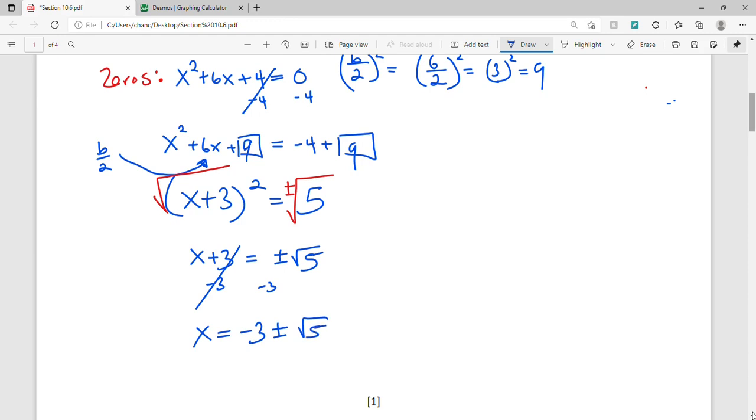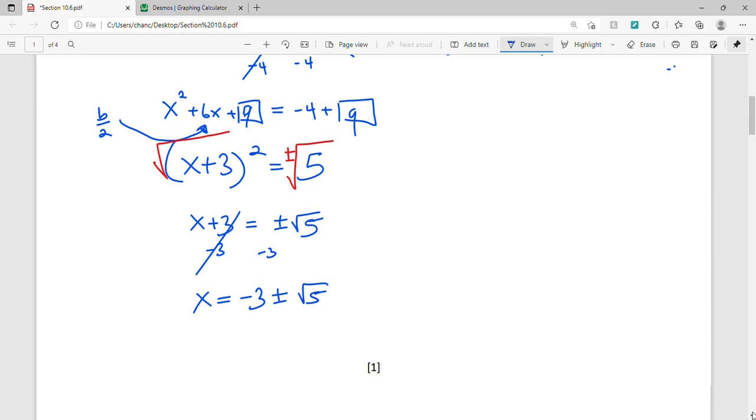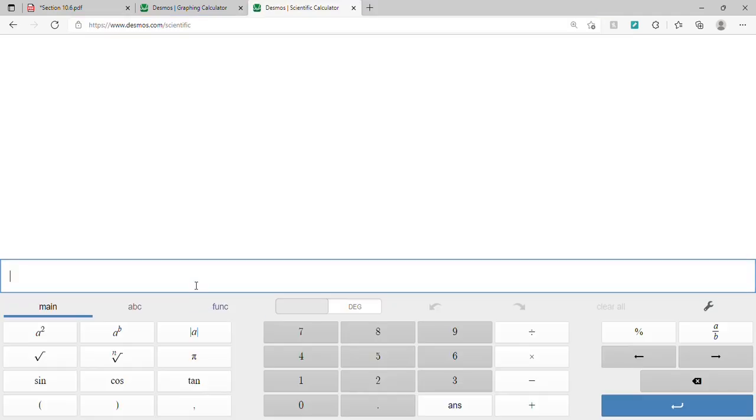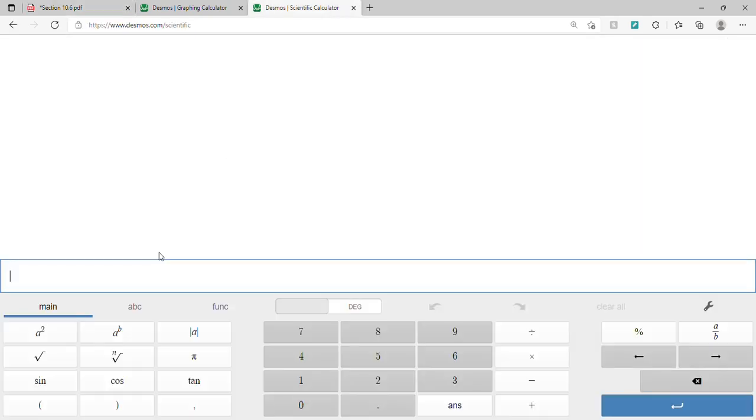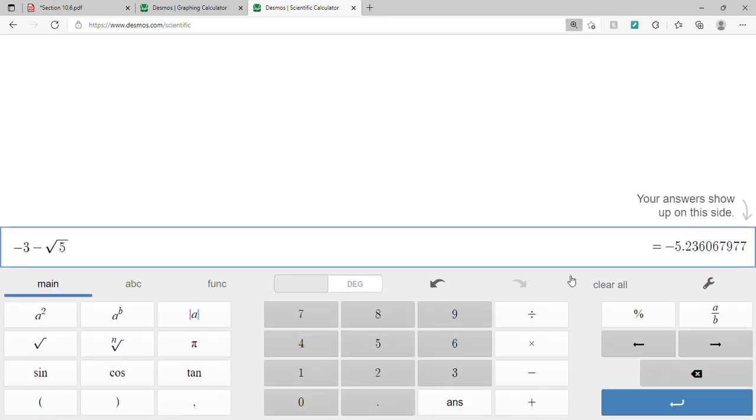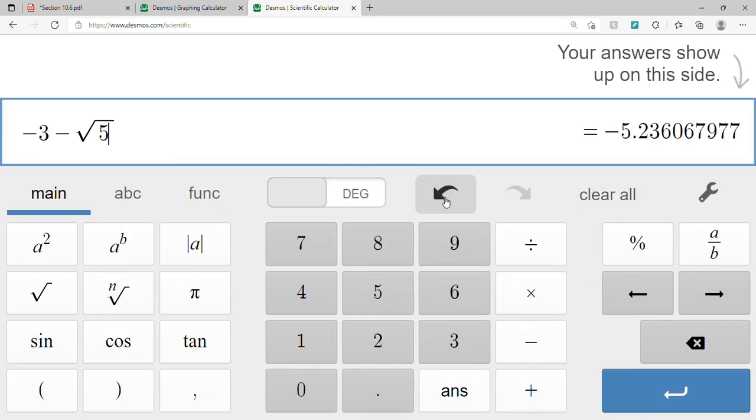So we have two zeros. One is negative 3 minus root 5, and the other is negative 3 plus root 5. I will use my Desmos scientific calculator to find these values. Let's go to the Desmos scientific calculator. And we're going to enter the value negative 3 minus the square root of 5. That gives me approximately negative 5.2. So negative 3 minus root 5 is approximately negative 5.2.